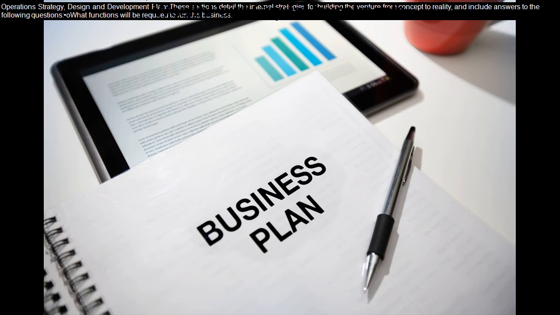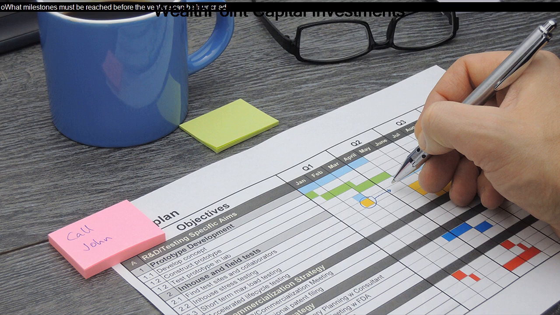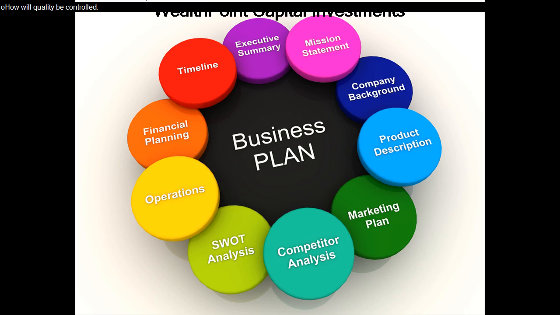Operations strategy, design, and development plans. These sections detail the internal strategies for building the venture from concept to reality, and include answers to the following questions. What functions will be required to run the business? What milestones must be reached before the venture can be launched? How will quality be controlled?